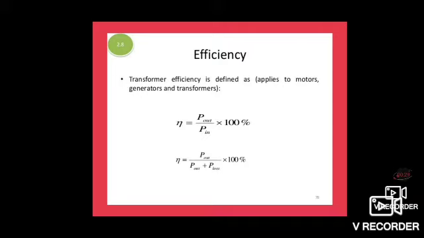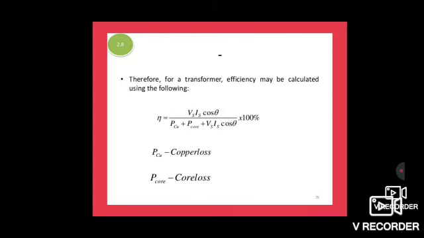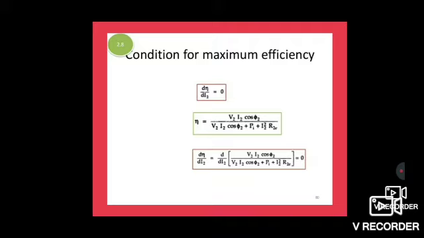There are two types of losses in the transformer. One is copper loss, another one is core loss. Therefore, for a transformer, efficiency may be calculated using the following formula. Eta is equal to Vs Is cos theta divided by P copper plus P core plus Vs Is cos theta into 100%, where Vs Is cos theta is the output power, Pcu is the copper loss and P core is the core loss.